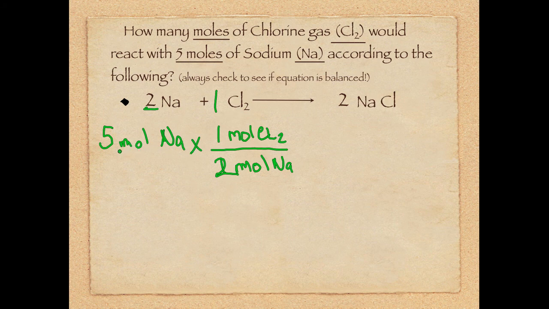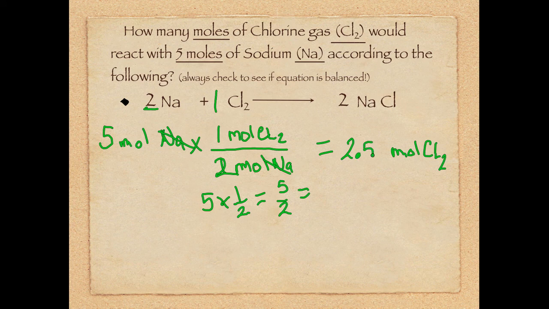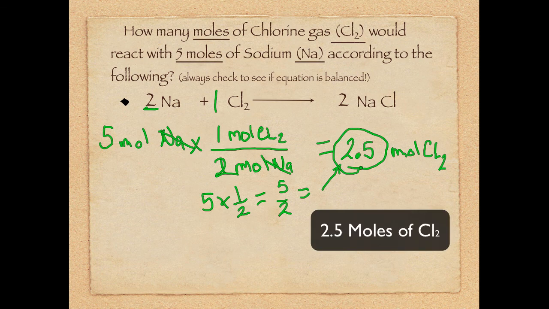So you multiply 5 moles, and by the way, this is going to cancel out. So at the end of the day, when we're all said and done, it's going to give you moles of chlorine. So 5 times 1/2 equals 5 divided by 2, which equals 2.5 moles of chlorine. So there's our answer. You can see in this particular case, that one's easy.